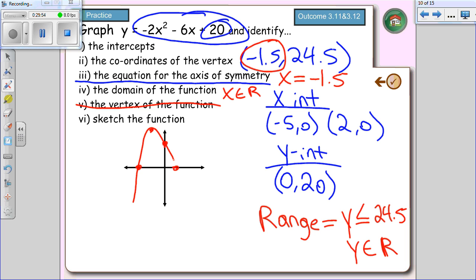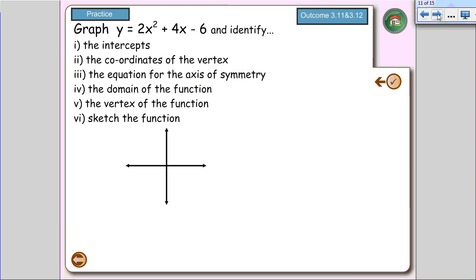Okay, here's another one for you. Pause the video. Work this one on your own. It's all the same type of questions as the last time, so you can rewind, follow your notes, do whatever you need to do to be able to figure this out on your own.